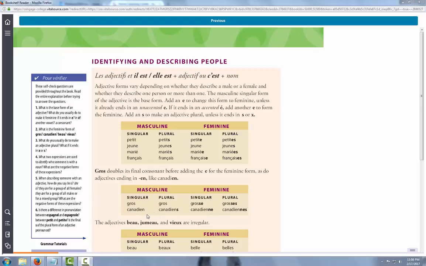Canadien and all adjectives ending in I-E-N are going to also double up the N and add an E to make them feminine. Il est canadien, ils sont canadiens, elle est canadienne, elles sont canadiennes. So here you're listening to two forms, canadien for masculine and canadienne for feminine.